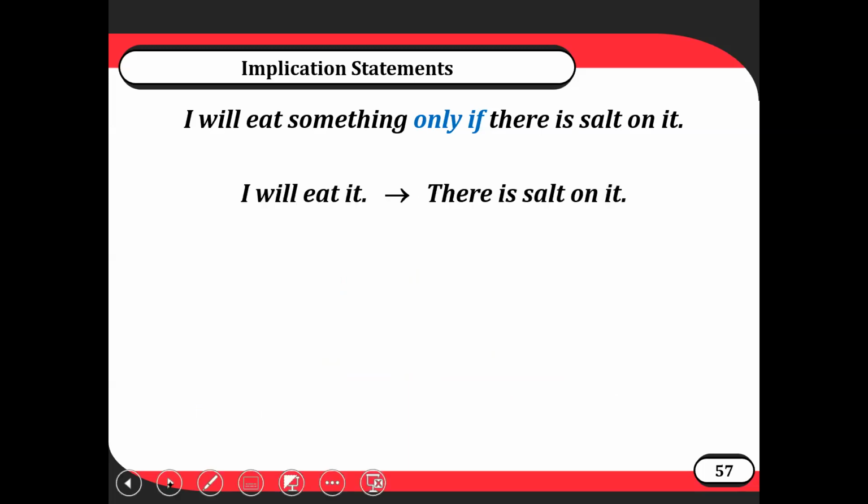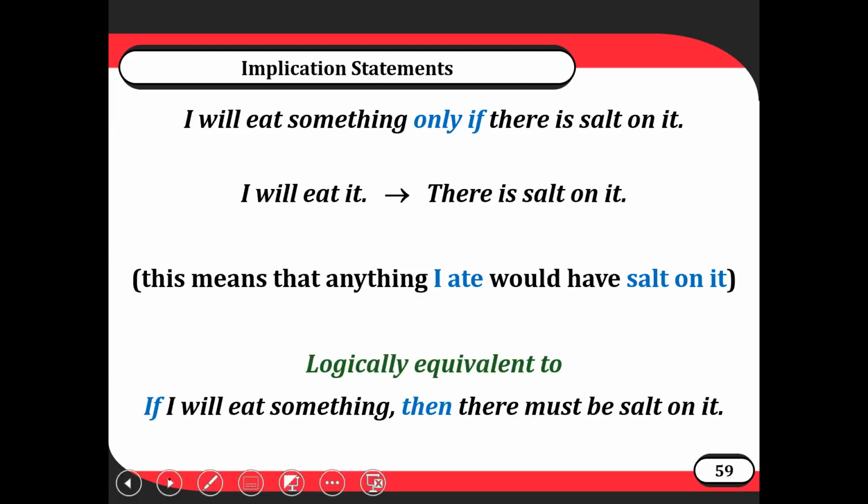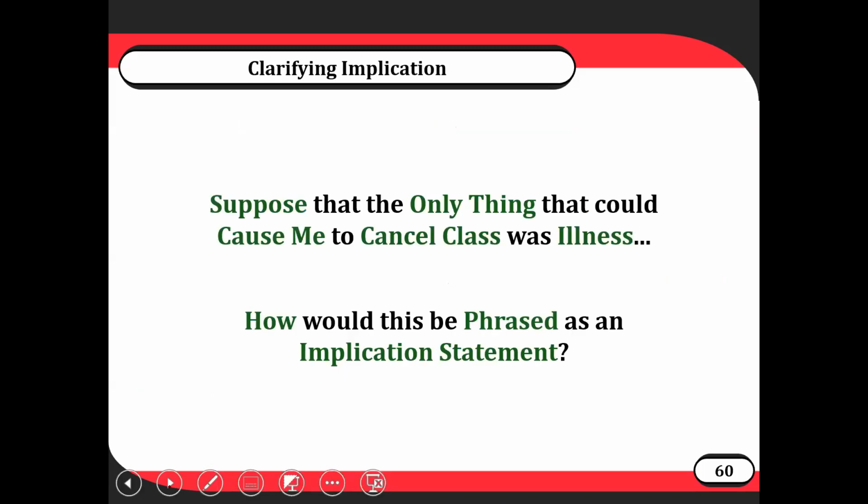I will eat something only if there is salt on it. So the implication for this one, I will eat it, implies there is salt on it, right? So anything I ate would have had salt on it. So if I ate something, logically equivalent to if I will eat something, then there must have been salt on it. Okay. So yeah, hopefully that makes some sense.